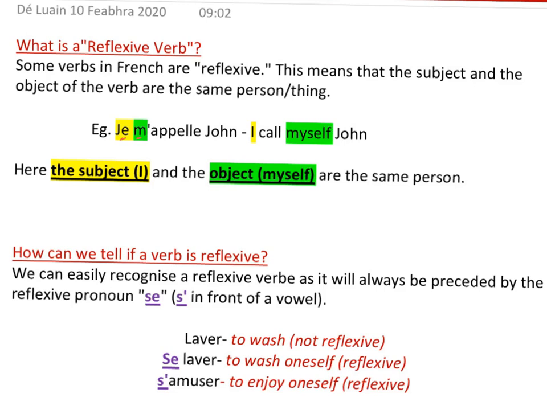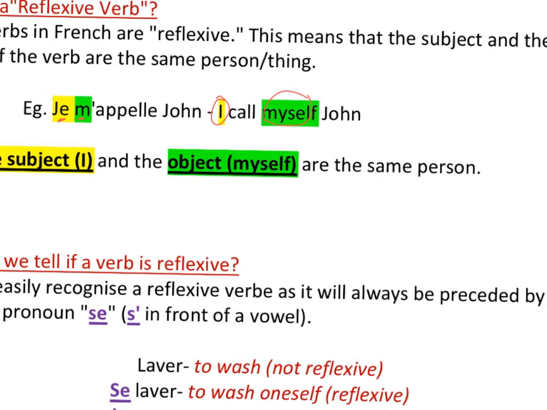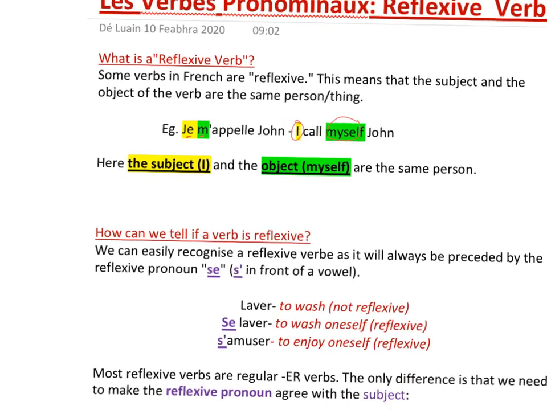You can see there that I is the subject, but also myself is the object of the verb. So when we talk about reflexive, a reflex is an action that comes back in on itself. So it's the same kind of theory here with reflexive verbs. Here the subject I and the object myself are the same person.